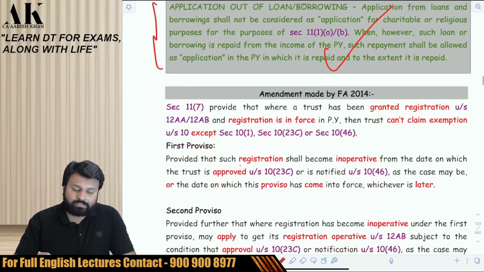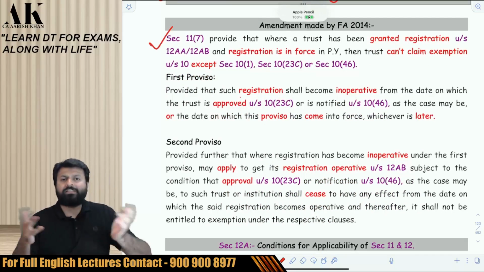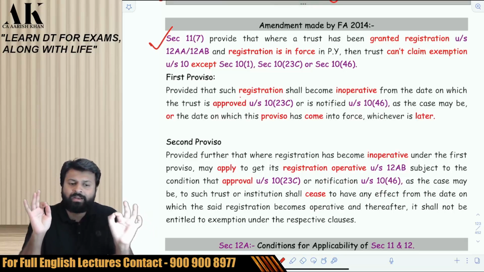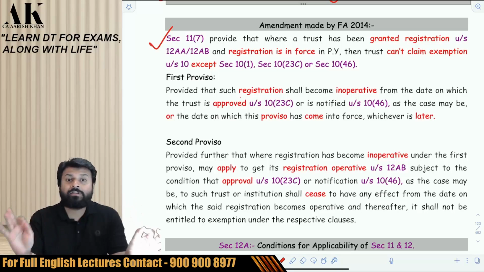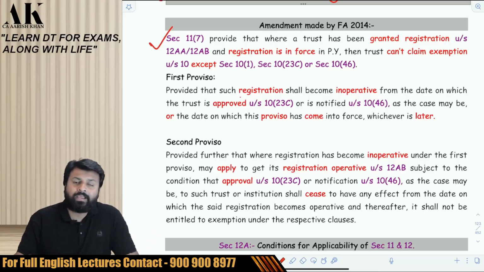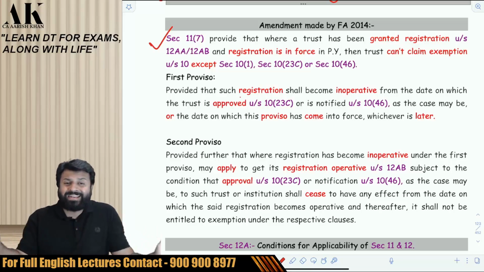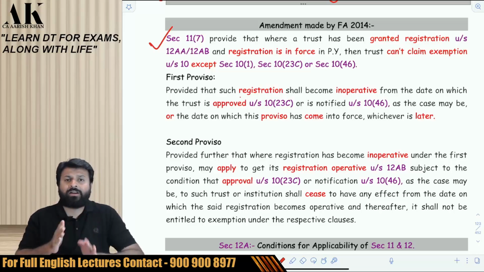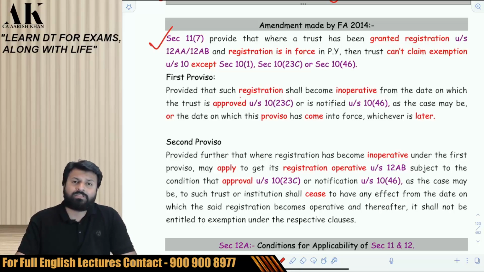Okay. Next, Section 11 subsection 7. What does it say? Listen carefully. It says that once you are registered under 12AA or 12AB, it means you are a registered trust and your registration is in force, then you won't get any exemption under Section 10 except 3 Section 10 exemptions. Which are those 3? You will get 10(1), you will get 10(23C), and you will get 10(46). These are the only 3 exemptions which you will get if you are a registered trust. Apart from this, you are not going to get any other exemptions under Section 10.